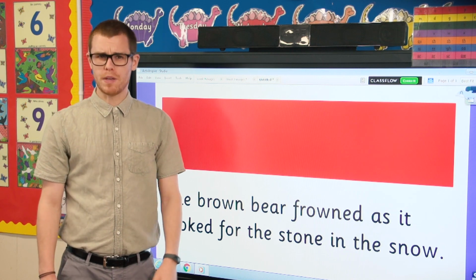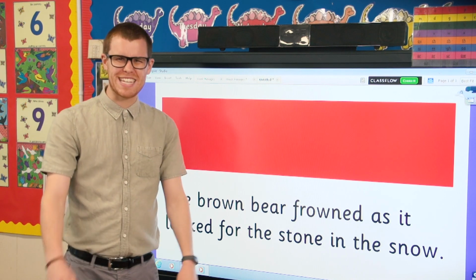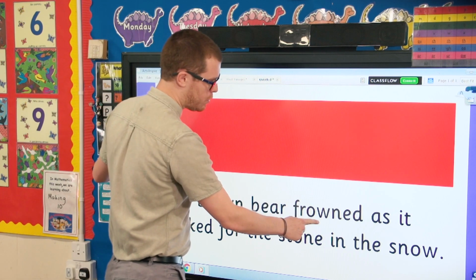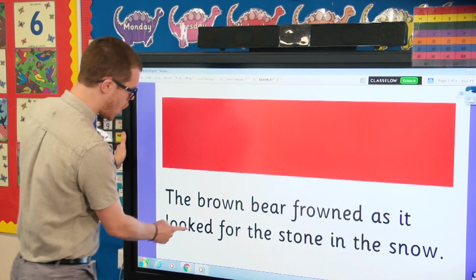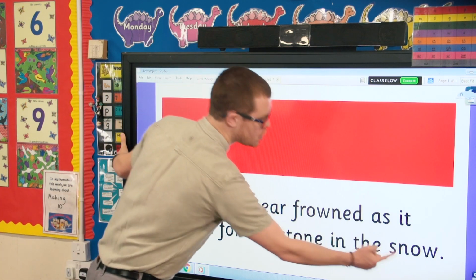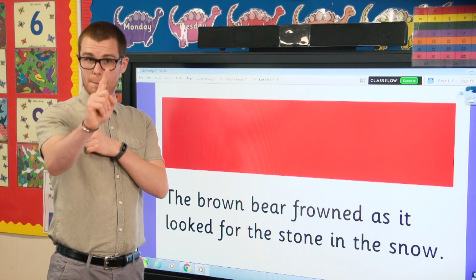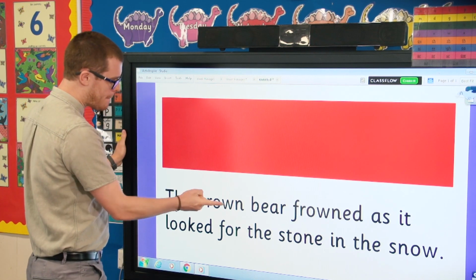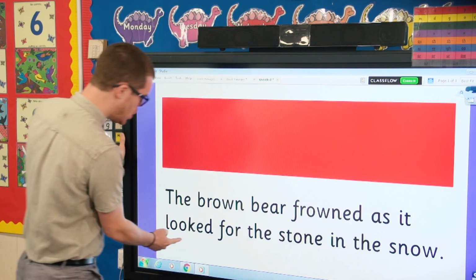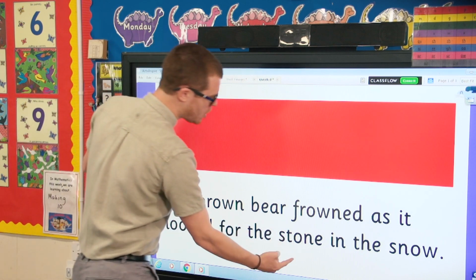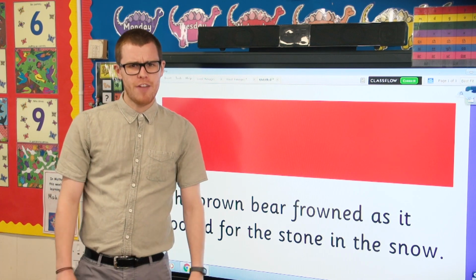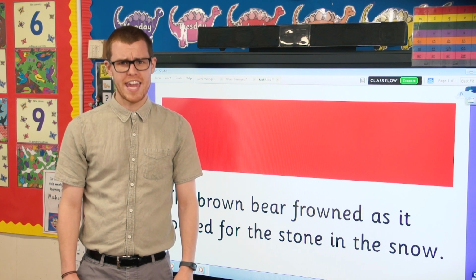Well done! You are superstars today. Now let's read it together. The brown bear frowned as it looked for the stone in the snow. Let's read it one more time. The brown bear frowned as it looked for the stone in the snow. The bear must be very puzzled if the snow has hidden the stone.